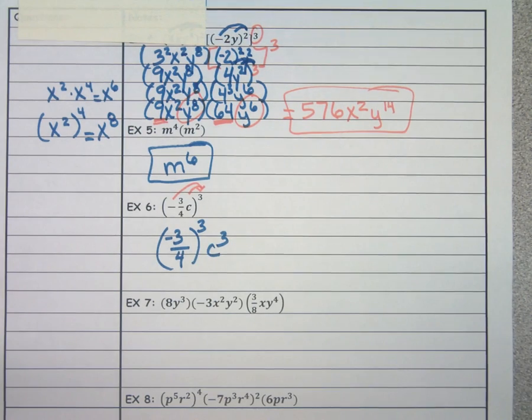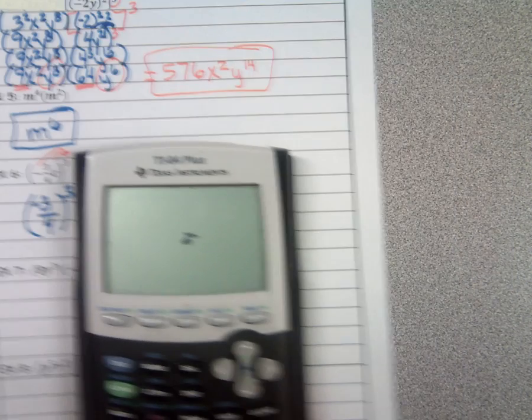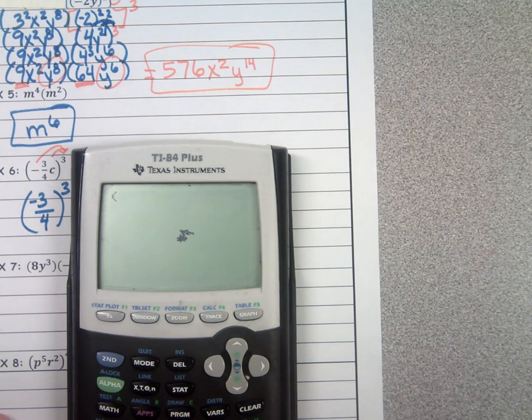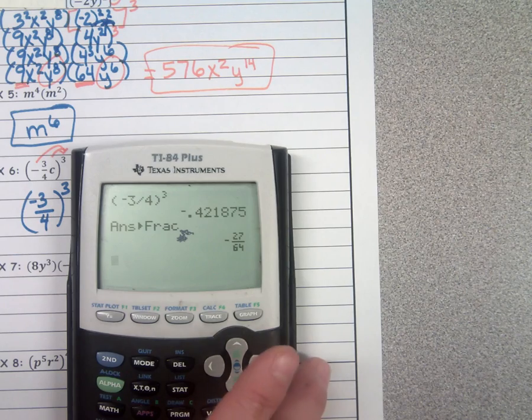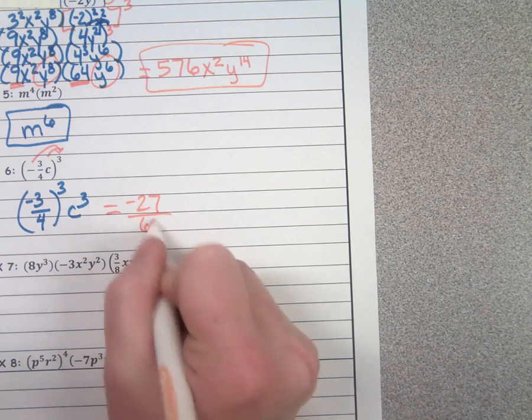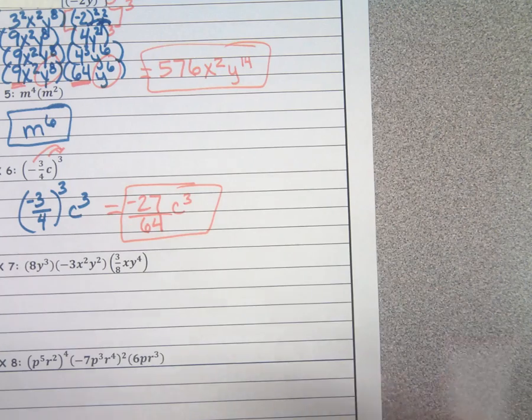Okay, if the fractions bother you, we can make Mr. Calculator help. So in my calculator, I'm going to go parenthesis, negative 3 divided by 4, close my parenthesis, and then I'm going to raise it to the 3rd power, and then I'm going to go math enter, and I get negative 27 over 64. Okay, so this makes negative 27 over 64, and then I just recopied the c cubed because there was nothing else to do with that. And there it is.